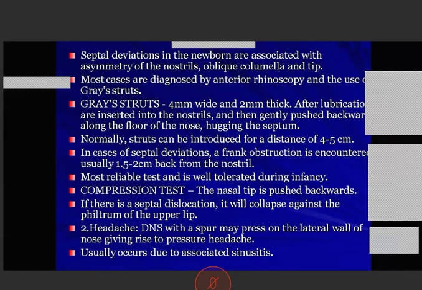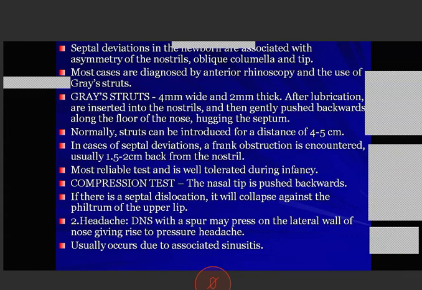So septal deviations in the newborn are associated with asymmetry of the nostrils or oblique columella and tip. Most cases are diagnosed by anterior rhinoscopy and the use of Jackson's struts. So you will have Jackson's struts, pin type. You can introduce them into the nostril and see whether there is an obstruction or not. These struts are 4 mm wide and 2 mm thick. After lubrication, they are inserted into the nostrils and then gently pushed backwards along the floor of the nose, hugging the septum.